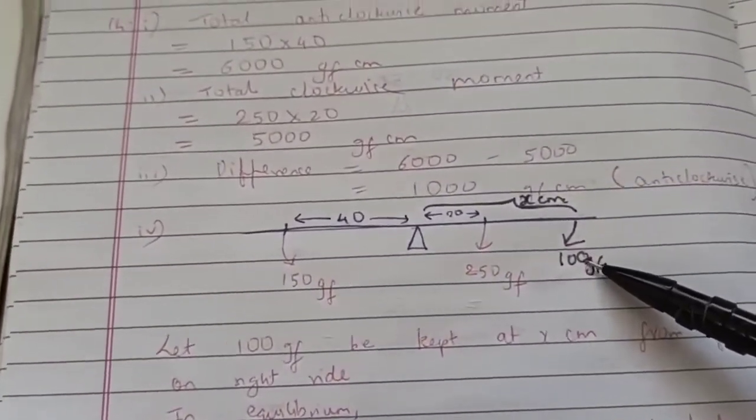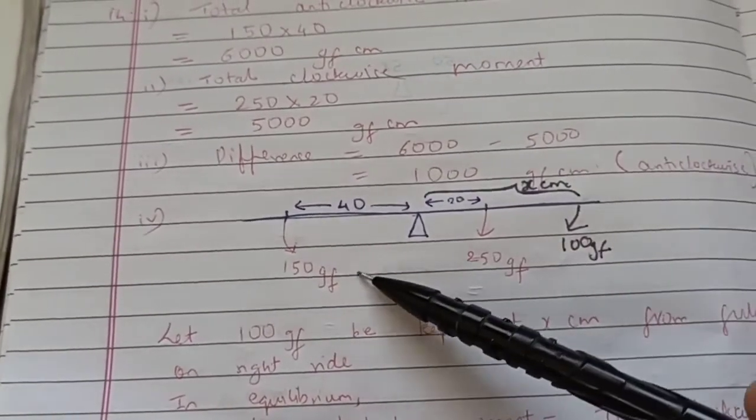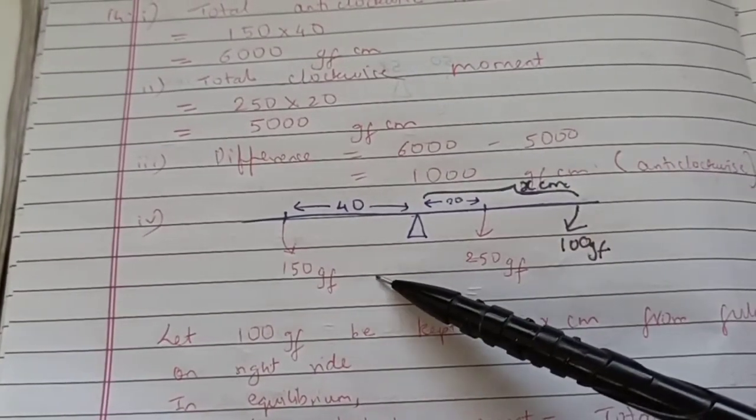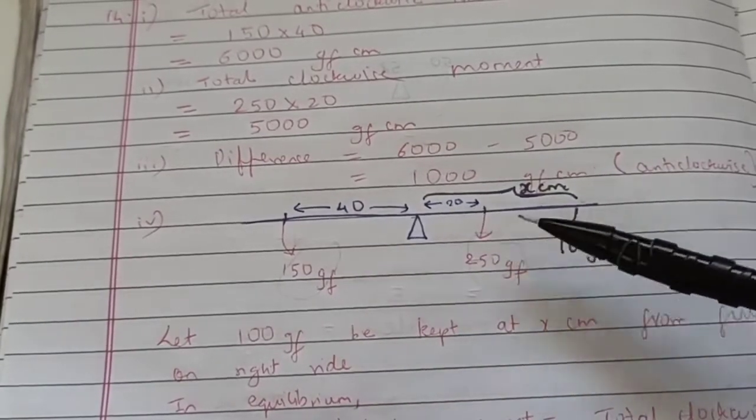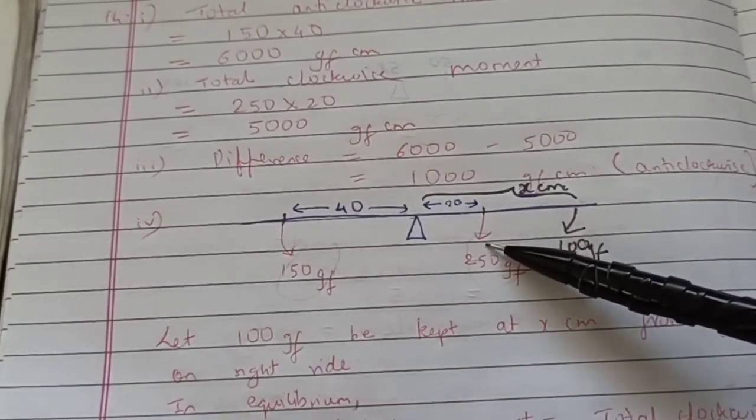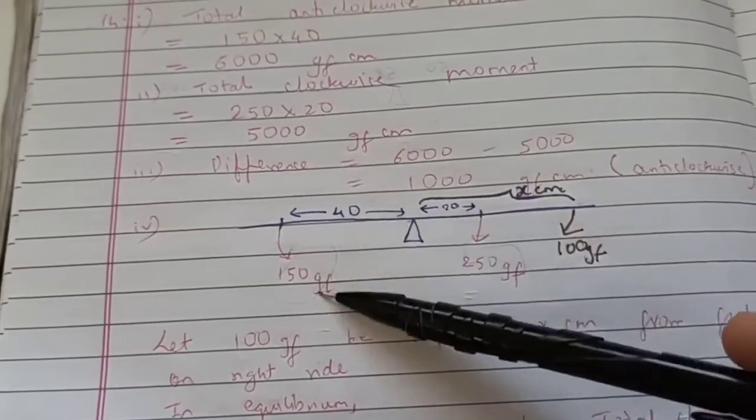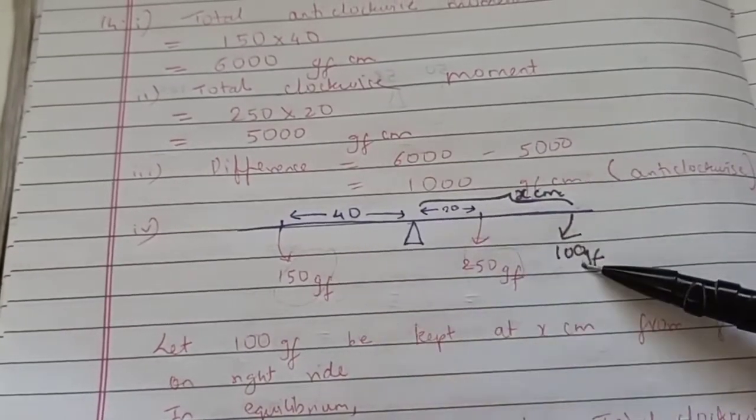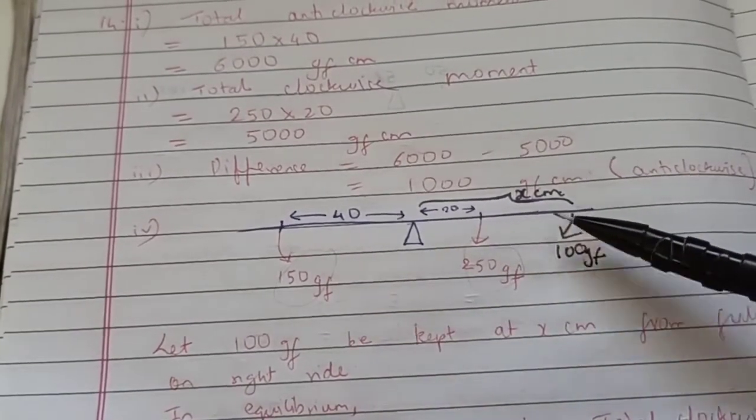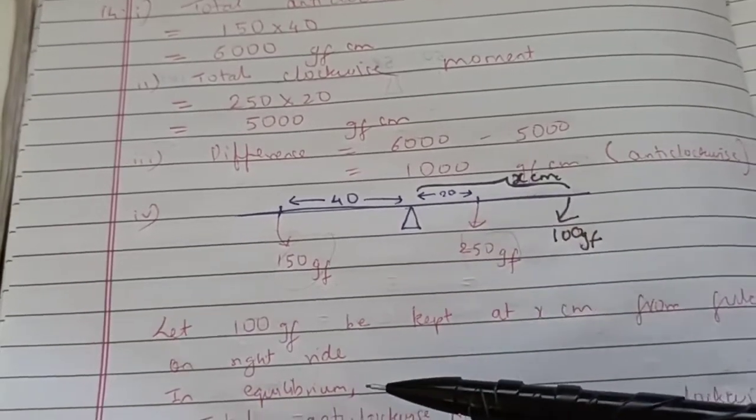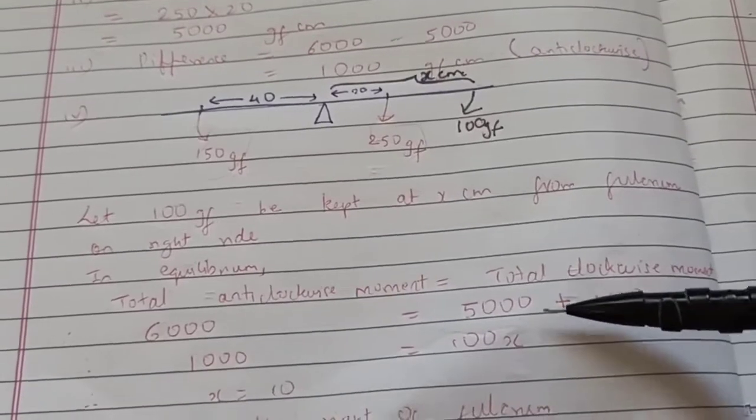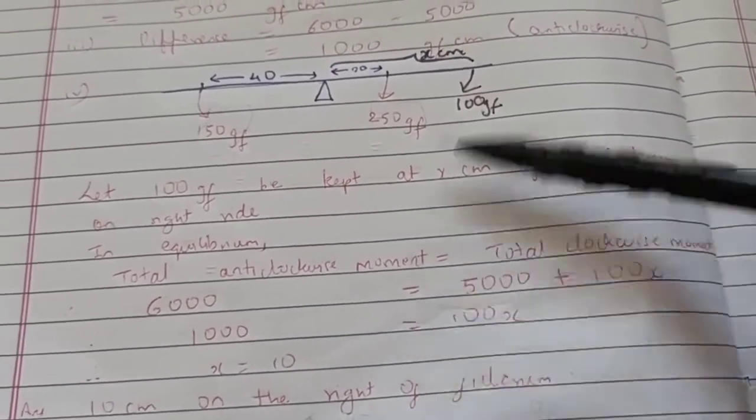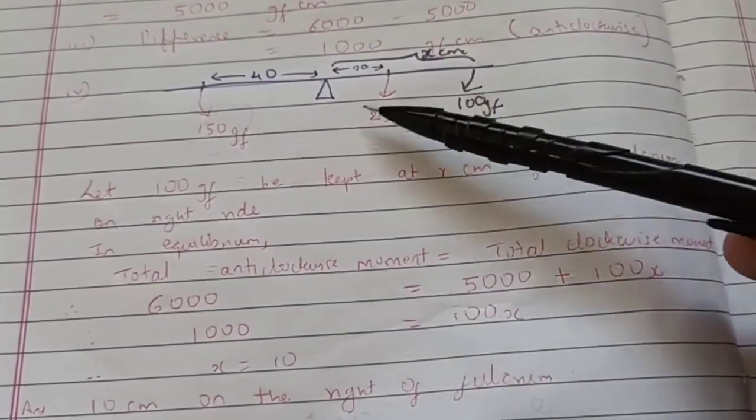So again, we will obviously put it on the right hand side because the left hand side moment was greater. Hey, but the weight of 150 GF is less than 250 GF. Yeah, but we are talking about the moment of force, not just the force. Here the distance is greater, so the product is greater. So let's keep 100 GF at a distance of, let's say, x centimeter to the right of the fulcrum. So now the total anti-clockwise moment will be equal to total clockwise moment, and you solve it and get the value of x, which becomes 10 centimeters. So 10 centimeters on the right of the fulcrum.